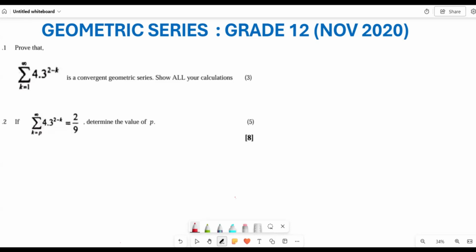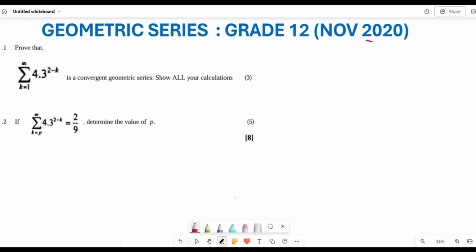What we are doing now, we are looking at our geometric series, right? So we're just looking at this particular question, which was given to us. This was from November 2020. Right. Now let's look at this.